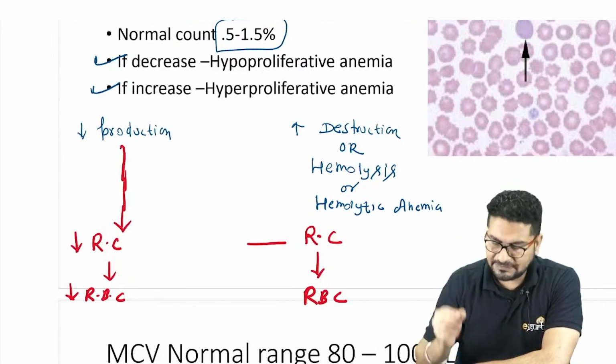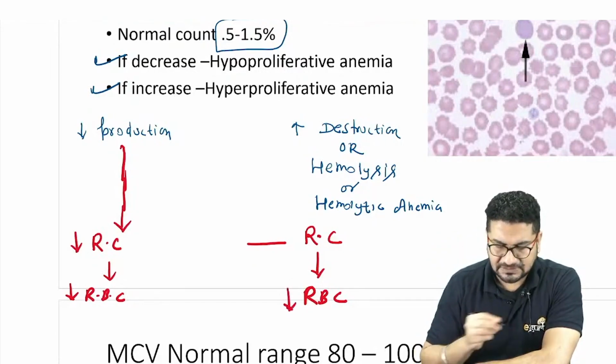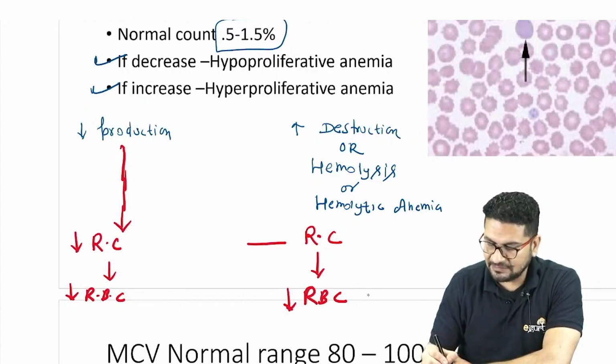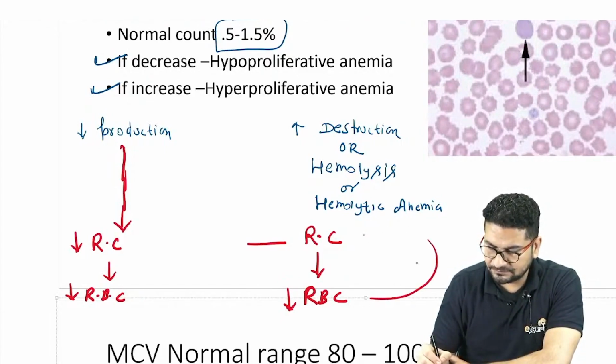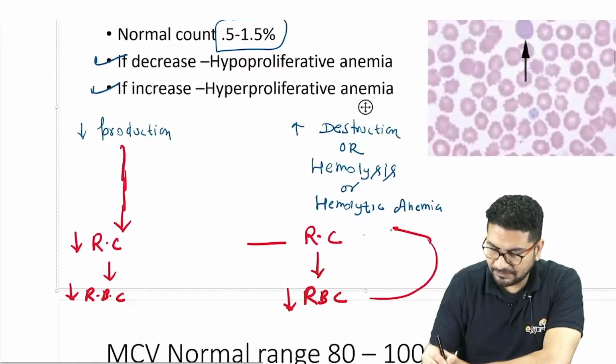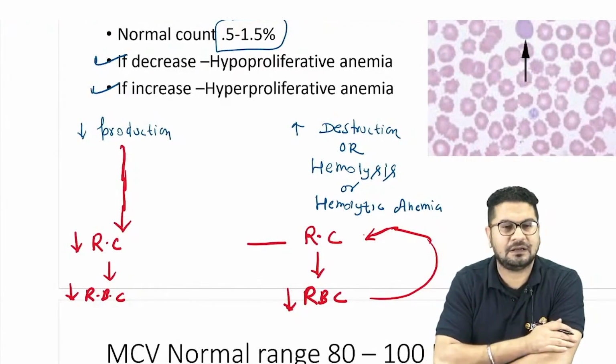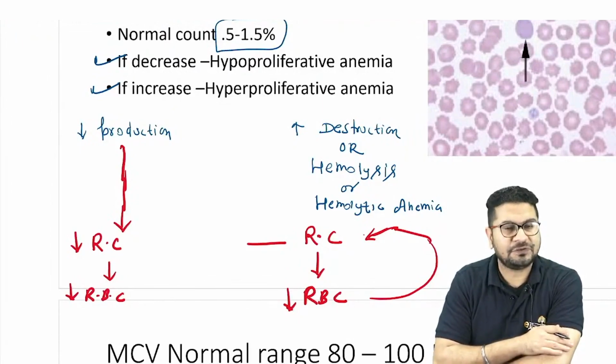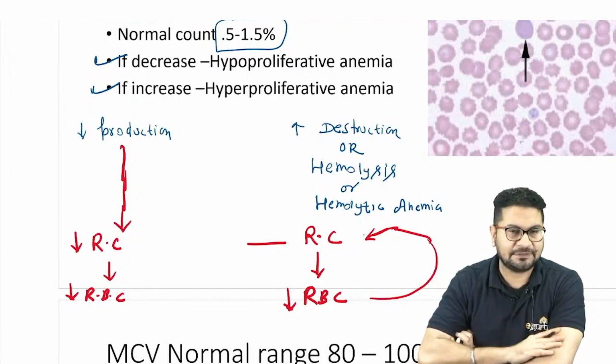RBCs are dying, which means the RBC number is less. RBC number is less because they are dying early. When they are dying early, this will give a signal to the bone marrow, so the bone marrow will try to produce more RBCs. So the bone marrow will produce more reticulocytes. The reticulocyte count will be more, but again as they mature, they will die.